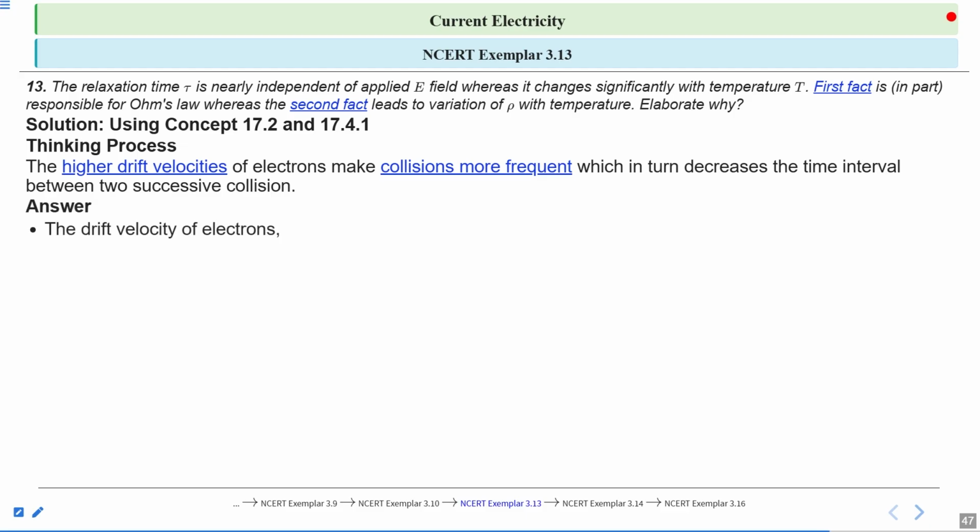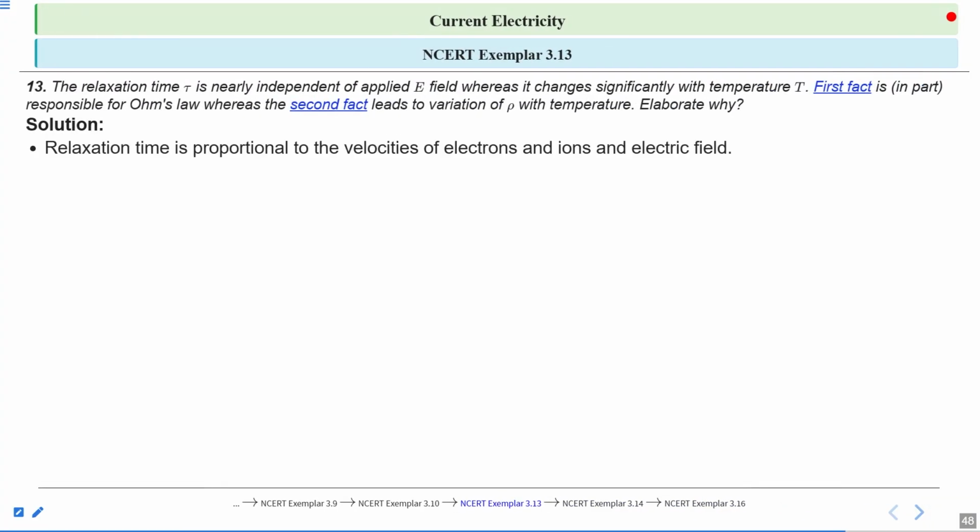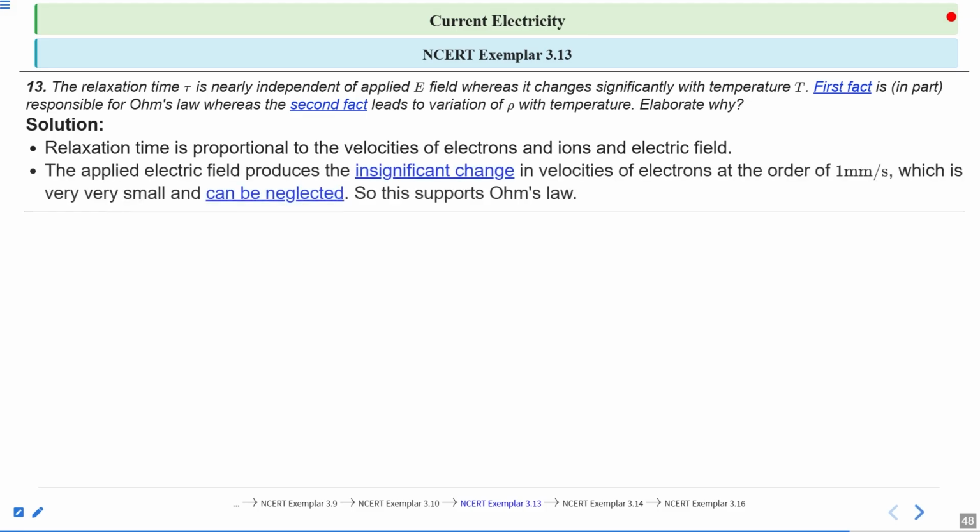The drift velocity of the electrons is given by Vd equal to eE upon m tau. By rearranging, tau will be equal to m Vd upon eE. So tau is dependent upon Vd and E. Tau is directly proportional to drift velocity and inversely proportional to electric field. So relaxation time depends on both the velocity of the electrons and the electric field.